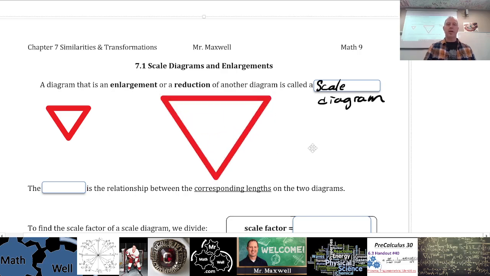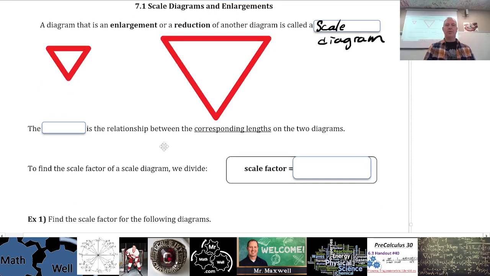Enlargement and reduction. Okay. Now, the blank is the relationship between the corresponding lengths in two diagrams. That is going to be what we call the scale factor. Scale factor. I'll have to fill in these little bubbles. So scale factor, and if you can fit that in your space in your notes, you go right ahead, but if you have to go outside, that's fine too. So the scale factor is the relationship between the corresponding lengths.